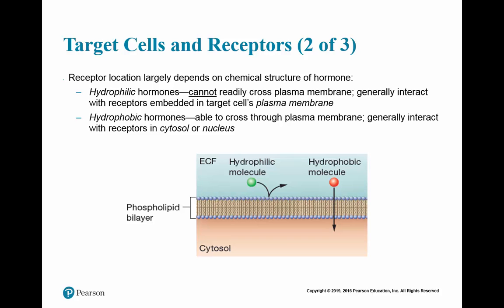Now moving to Objective 5. Where the receptor is found depends on the chemical structure of the protein. Is it hydrophilic or is it hydrophobic? If it's hydrophilic, it has trouble getting through that phospholipid bilayer. And so it's going to bind to receptors on the target cell's plasma membrane. If it's hydrophobic, it's got no problem going through that phospholipid bilayer. So it's going to bind with receptors in the cytosol or the nucleus.